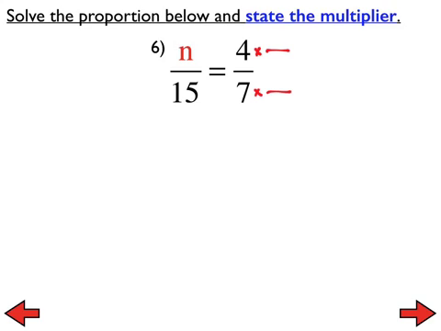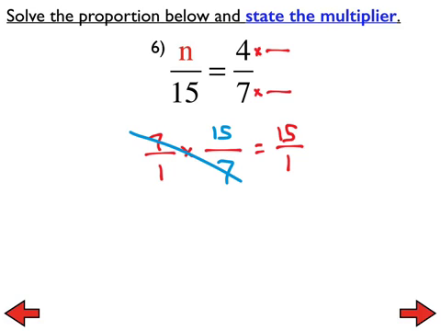7 times what is 15? I'm going to do my work here. 7 times what is 15? What number is going to be on the bottom? 7, because I know I want to cross it out. What number is on top? 15. So what's my multiplier? Good. 15 over 7. Go ahead and find n.